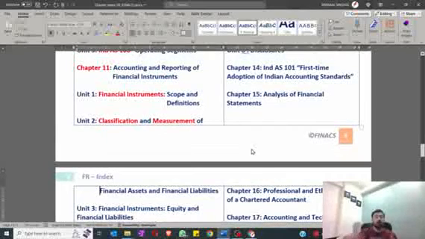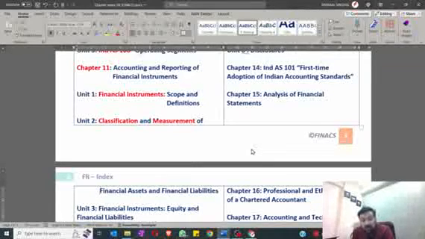So if you are curious about what is the basic difference between the older regime of accounting standards and this new regime of Indian accounting standards, or why we are studying new accounting standards, once you go through this financial instruments topic, you will come to know that there is a drastic change from the older regime to the new regime.